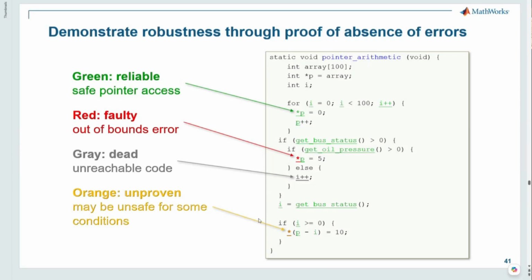And when you run Polyspace Code Prover, it gives you a coloring mapping on your code to say when it's green, it means that there's no fault on this variable. When it's red, it means here there's a fault, you need to correct it. When it's gray, it means that you've got dead code. And when it's orange, it doesn't prove anything. So you need to review it manually.